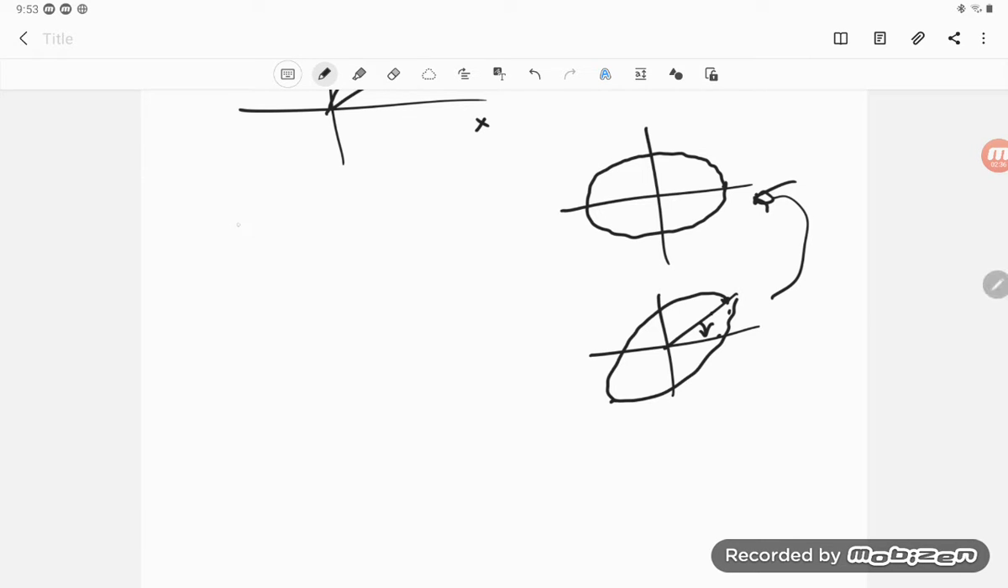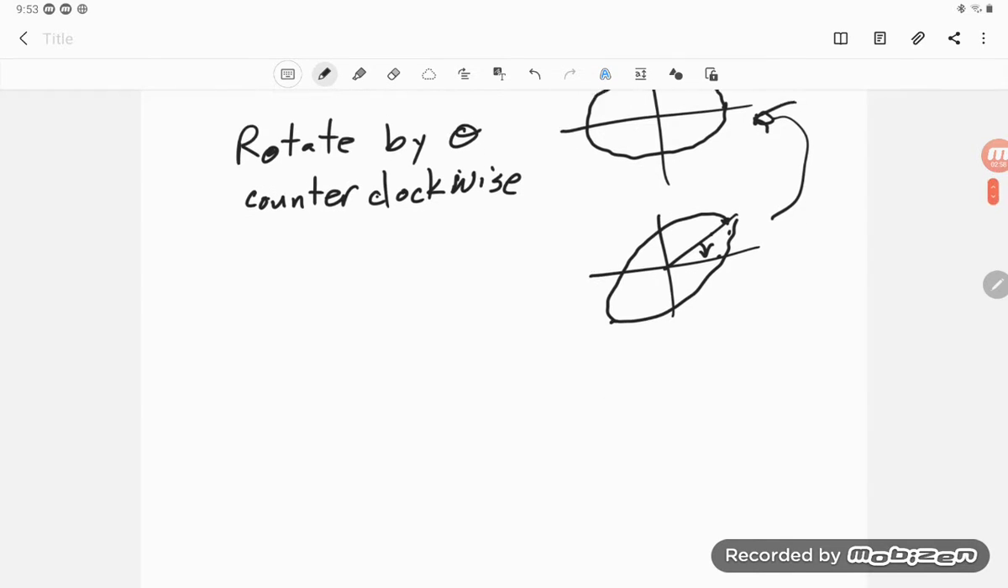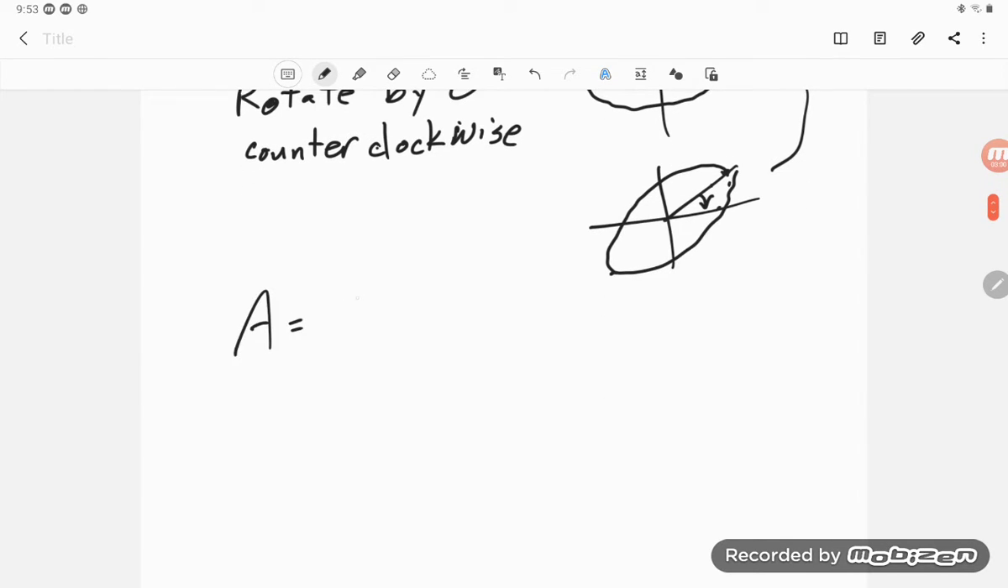So what is a rotation matrix? Rotate by theta counterclockwise. Okay, so if that's what I want to do, my matrix is cosine theta, minus sine theta, sine theta, and cosine theta.